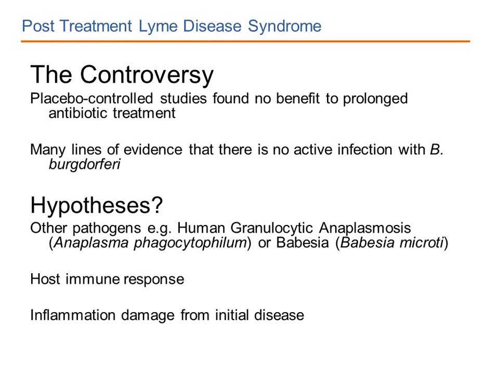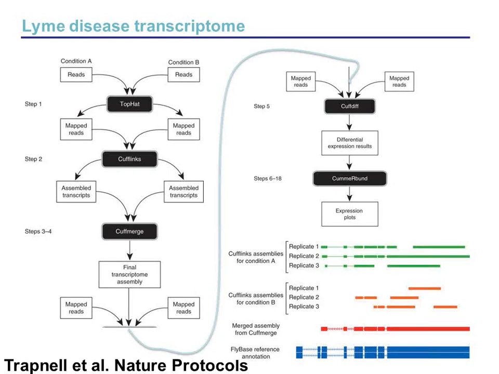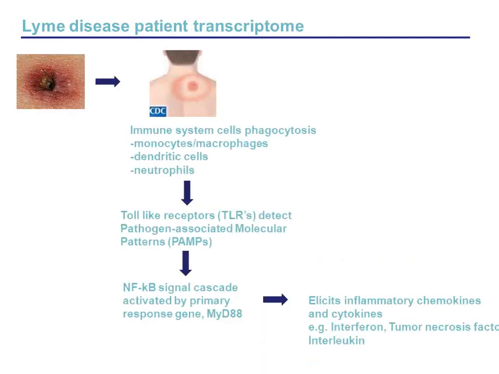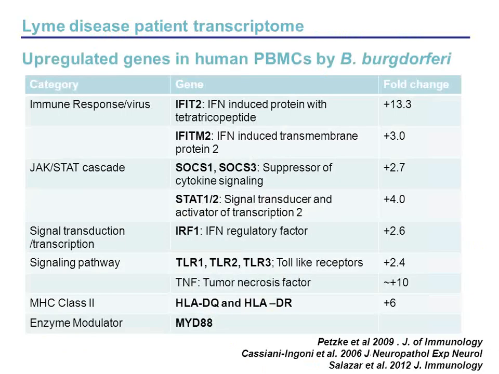Borrelia burgdorferi is the cause of Lyme. Could this be a co-infection with Anaplasma, with Babesia? Could this be a host immune response that may be causing post-Lyme syndrome? So our plan is actually to do transcriptome profiling. We're using the TopHat and Cufflinks strategy. And I can tell you some of the findings.